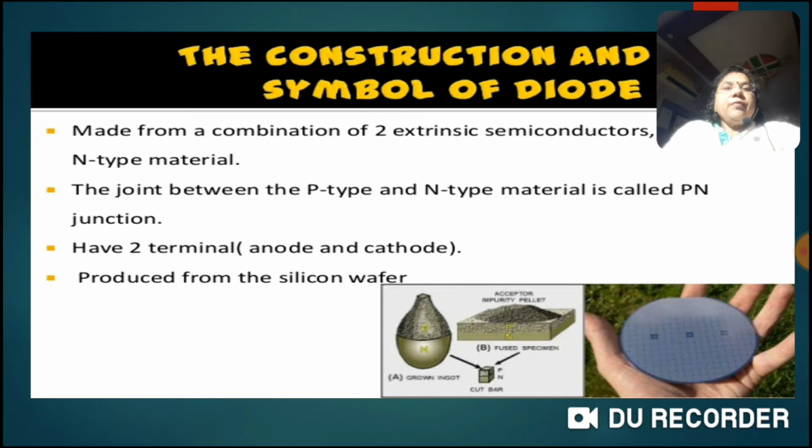The diode is made up of the combination of two extrinsic semiconductors, N-type and P-type material. The joint between the P-type and N-type material is called the PN junction. It has two terminals, anode and cathode. It is produced from a silicon wafer. On the screen you can see the figure of a silicon wafer.